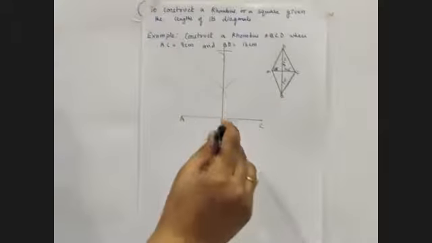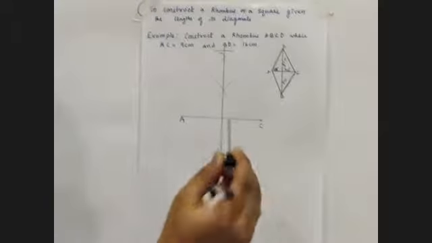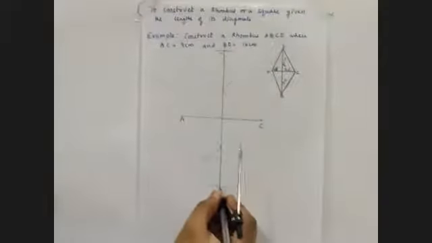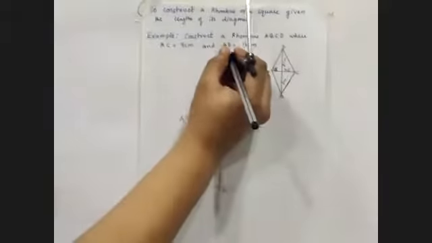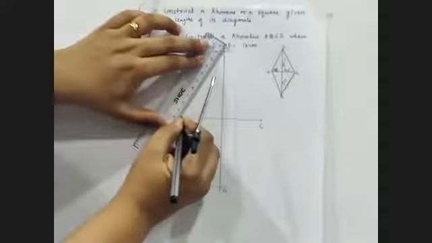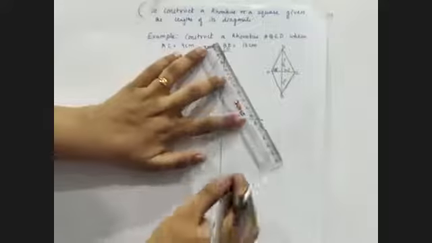One above and one below. And this point of intersection will be my other two vertices. So this will be my E point and this will be my B point. And we have to join all the vertices. And this will be my required rhombus.